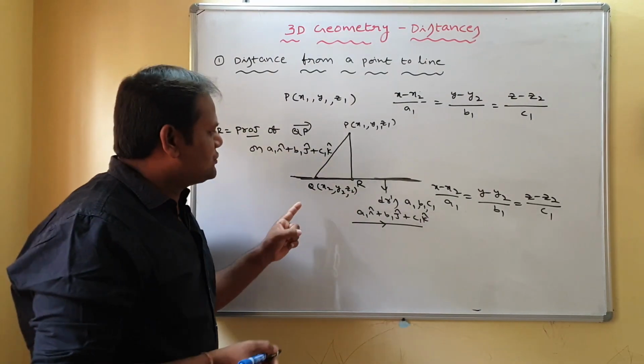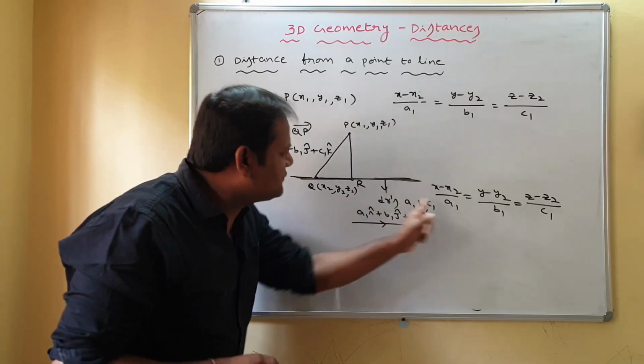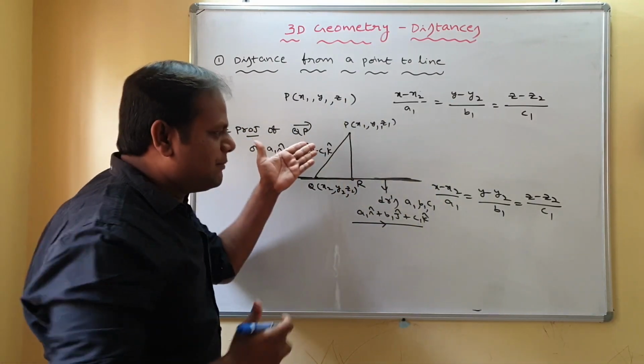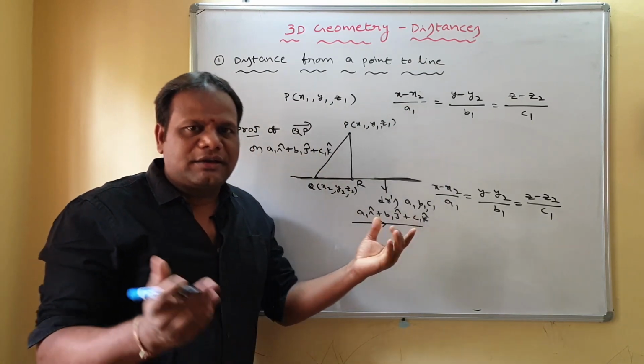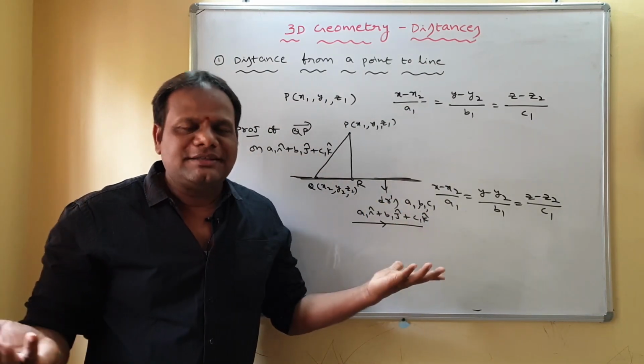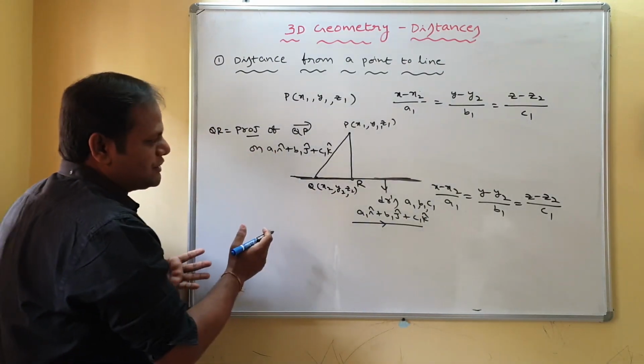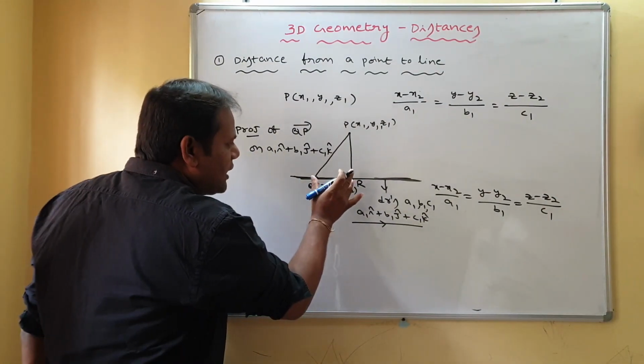Can you find the projection of QP bar on this vector? You know Q, you know P, so you can get QP bar, that is A bar suppose. You take this as B bar. Can you find the projection? Yes, A bar dot B bar by mod B bar. You take that length of projection, you can get QR length.